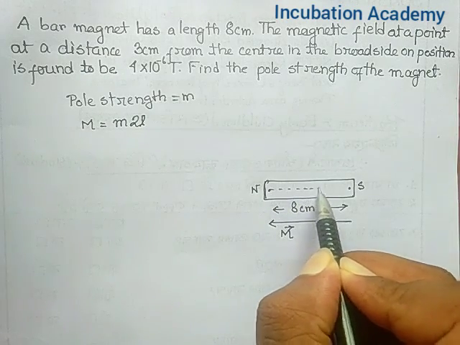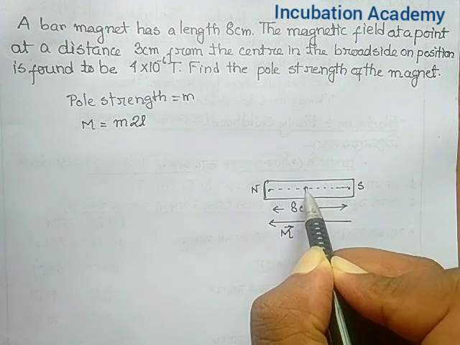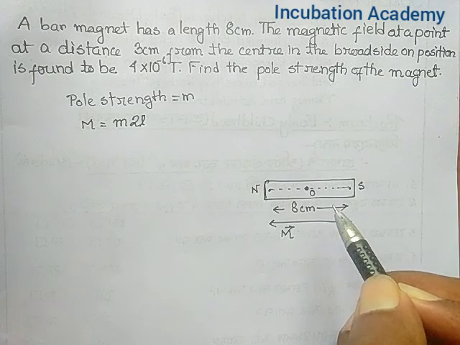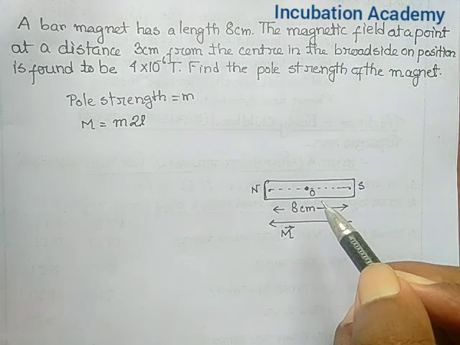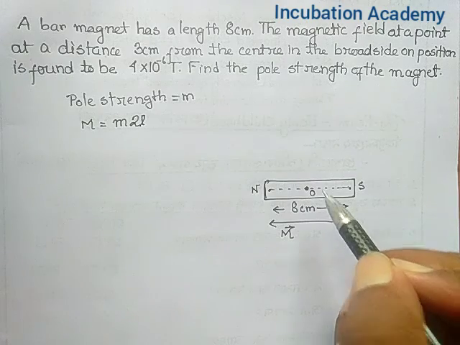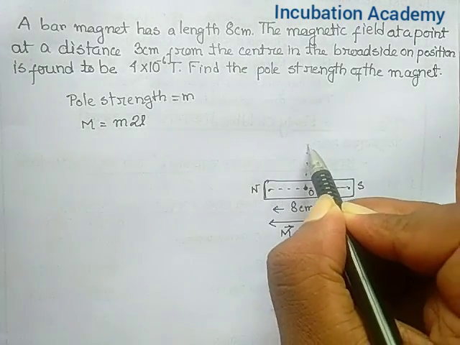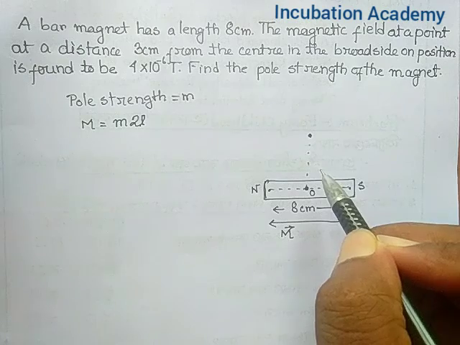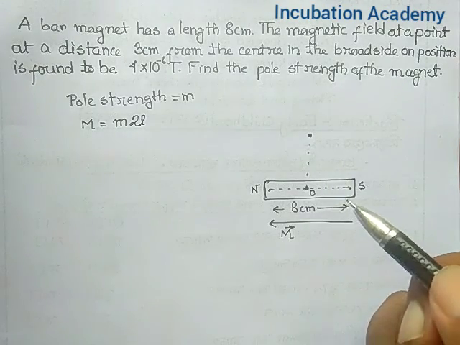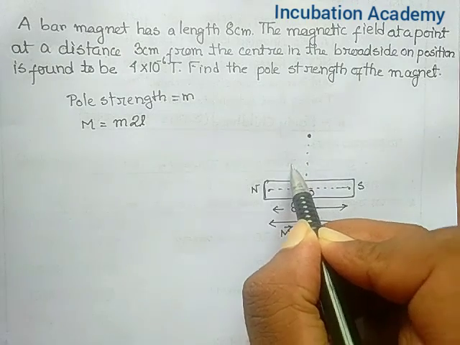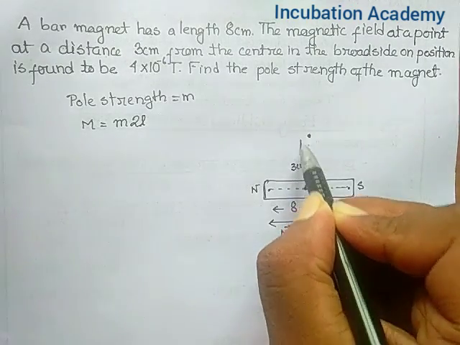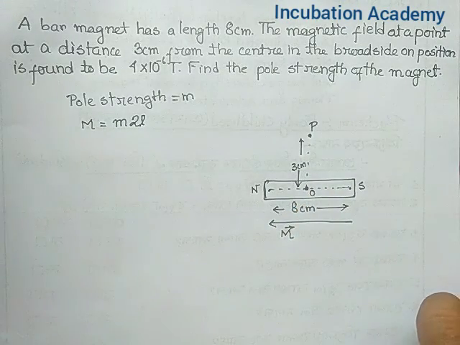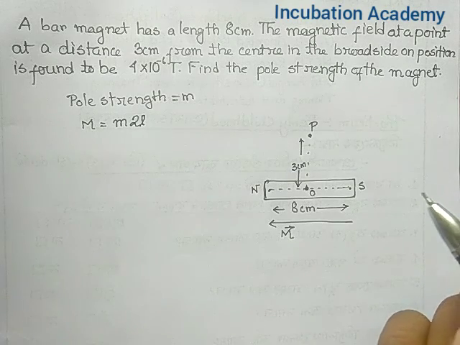If you want to find the midpoint, then obviously this is the midpoint, that is O. The magnetic field that is given at a distance 3 centimeter from the center in the broad side on position, that means it is here, at any point on the perpendicular bisector or on the equatorial position. So this is my 3 centimeter. At this particular point the magnetic field is 4 into 10 to the power minus 6 Tesla.